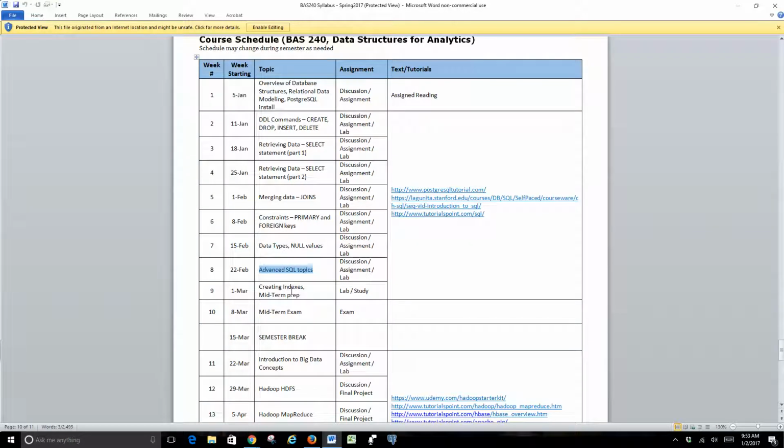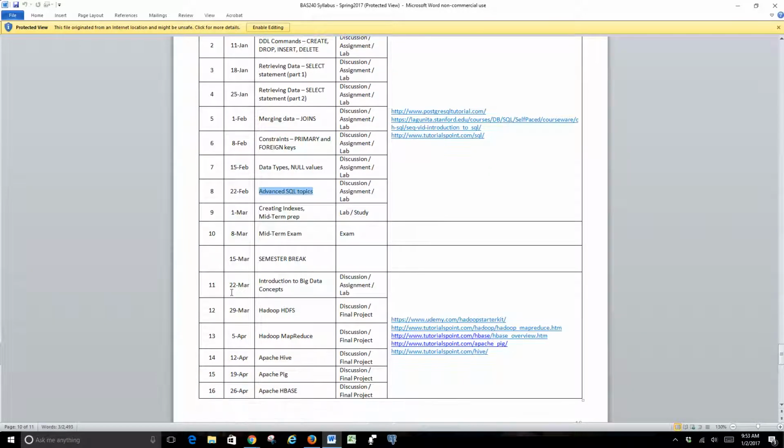And then we'll talk about creating indexes, do some midterm prep, and then week 10 will be the midterm. Then we roll into our semester break, and then we start, 5 weeks or 6 weeks or so, of big data concepts. So we'll have an introduction to big data. We'll talk about Hadoop, HDFS, which is the file system. We'll talk about Hadoop MapReduce, which is the native language, so to speak, built into Hadoop that returns results. Then we'll talk about other parts of the open source Apache Hadoop environment, namely Hive, Pig, and HBase.